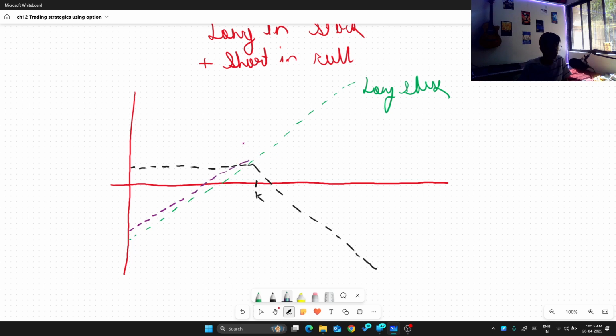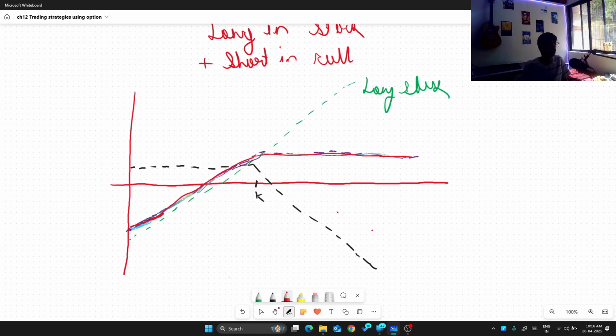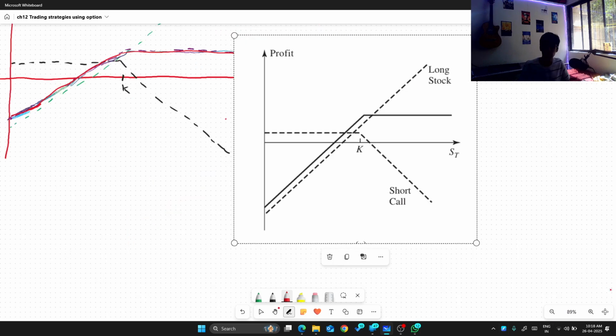Here, and then we have a cap because of our short call. So I can draw it like this. And this color is not good. Let me choose another color. Red color. I think I would paste a photo for it. Let me paste a photo. It would be awesome. Yeah, I have a photo now.